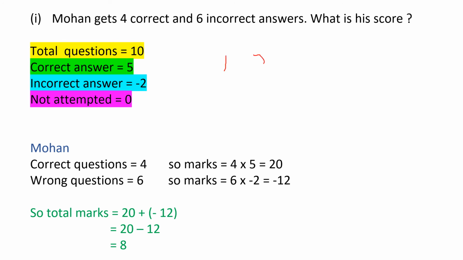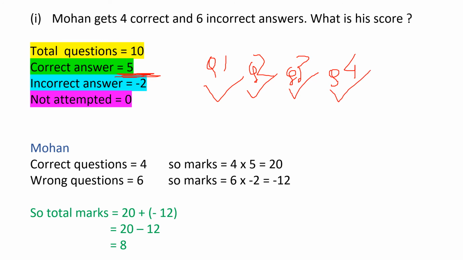Suppose he got 4 questions: question number 1, question number 2, question number 3, and question number 4. So what are they telling us? Mohan gets 4 correct answers. So question number 1 is correct, question number 2 is correct, question number 3 is correct, question number 4 is correct. For a correct answer, how many marks? 5 marks, right? So 5 marks for each question. Add the marks: 5 plus 5, 10, 10 plus 5, 15, 15 plus 5, 20. So we get 20 marks total.